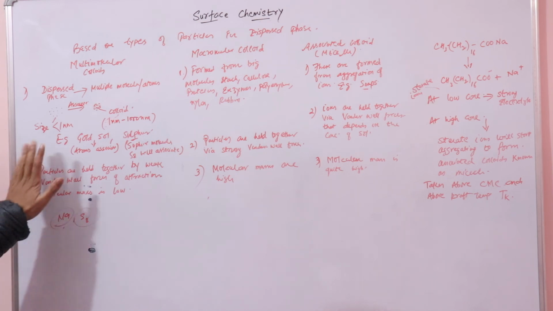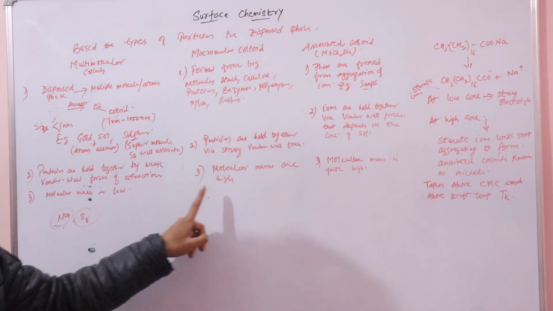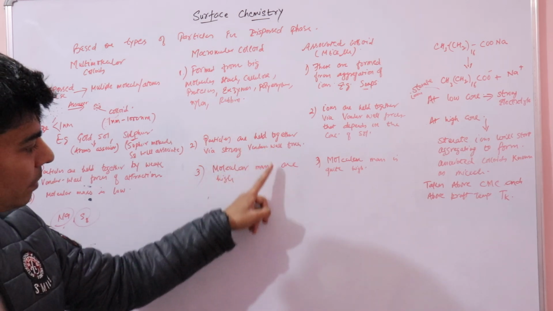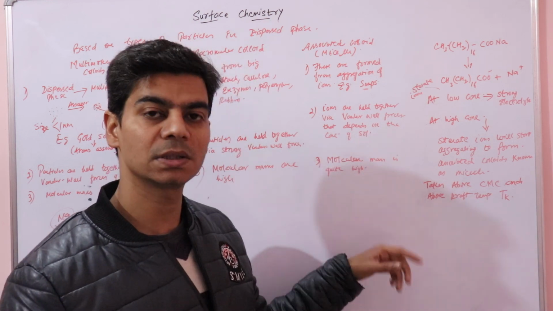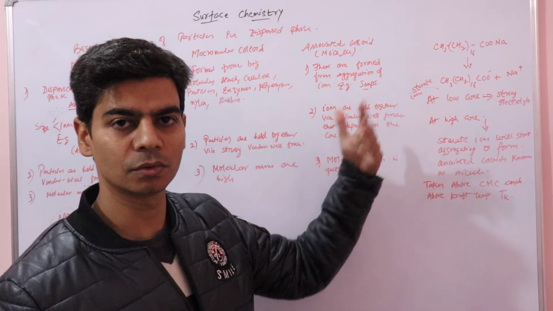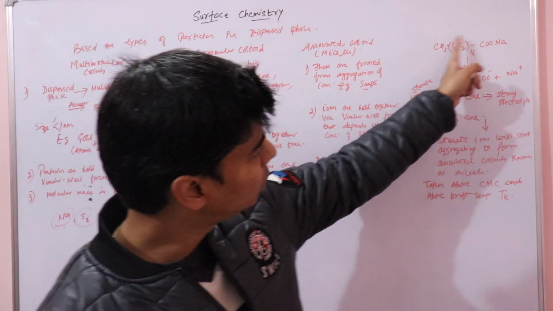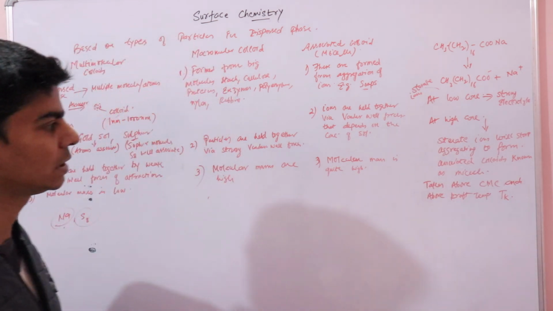And molecular mass: since these are small atoms or molecules, molecular mass is low. Here the molecules are big, so molecular masses are high. Here in the case of associated colloids, molecular mass is quite high. It's not too low, not too high, it's a little on the higher side, because if you look at the molecules, these are higher fatty acids, right? So the molecular masses are quite high.